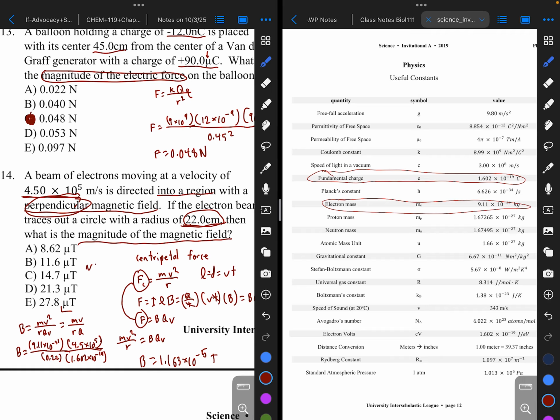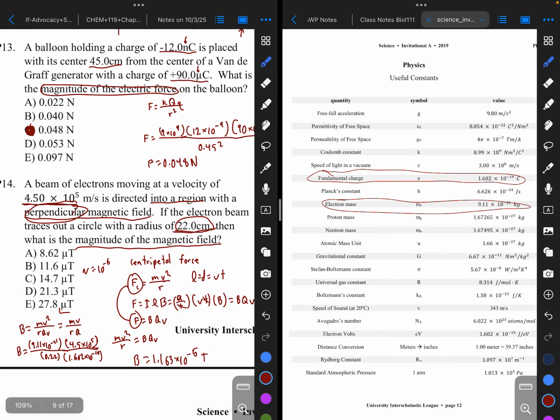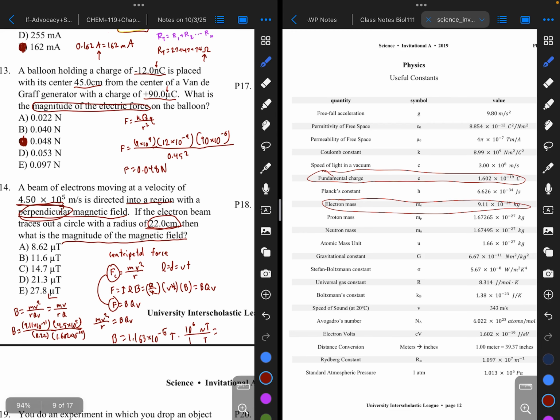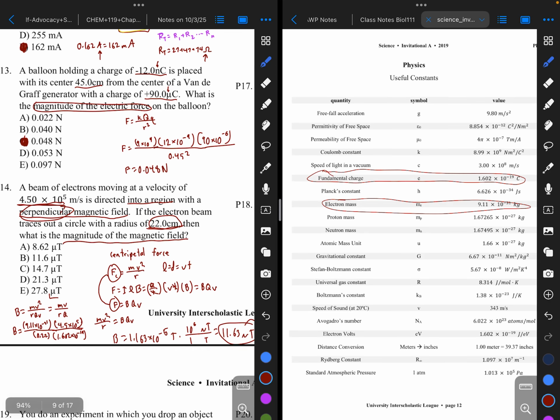Remember, micro is equal to 10 to the negative 6 of the normal unit. So in this case, we want to convert Teslas into microteslas. We know 10 to the power of 6 microteslas for every 1 Tesla. So once we calculate that, you'll get 11.63 microteslas. So the answer to this question would be B.